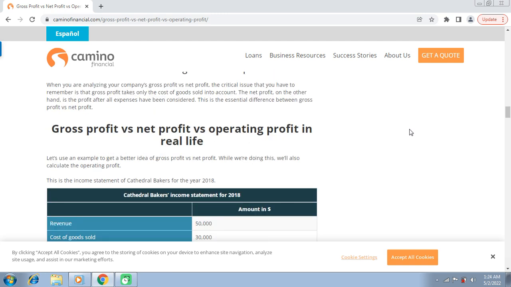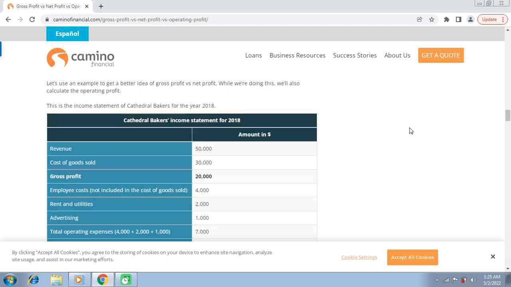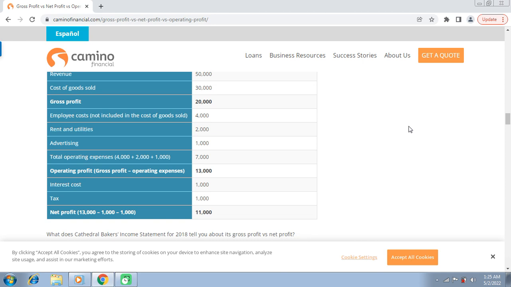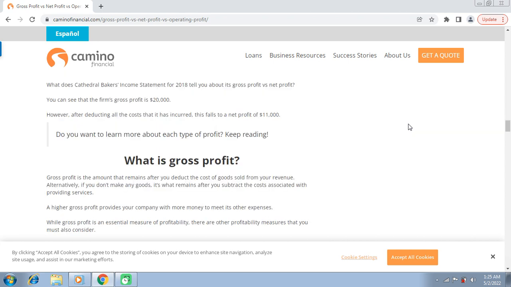Gross profit versus net profit versus operating profit in real life. Let's use an example to get a better idea of gross profit versus net profit. While we are doing this, we will also calculate the operating profit. What does Cathedral Banker's income statement for 2018 tell you about its gross profit versus net profit? You can see that the firm's gross profit is $20,000. However, after deducting all the costs that it has incurred, this falls to a net profit of $11,000.